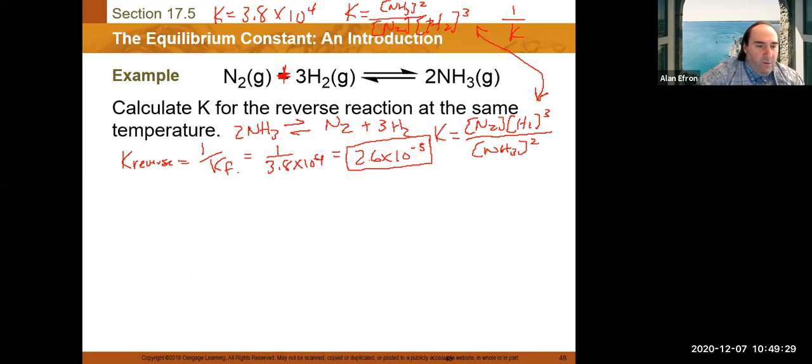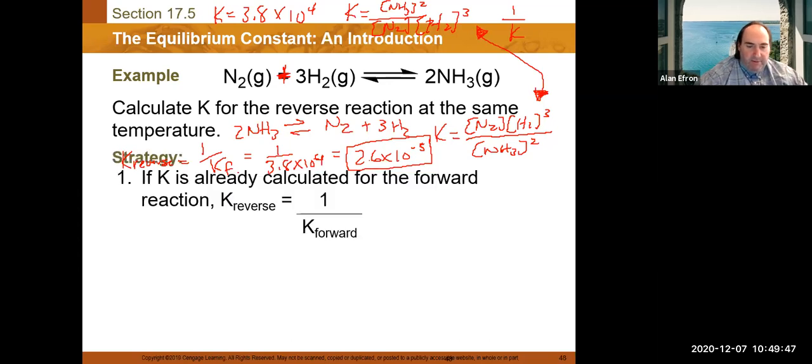So remember that if you reverse a reaction, to find the K value for the reversed reaction you take 1 over the original K value, because ultimately, as you can see there, they are basically inverses of each other. Any questions on that particular one?